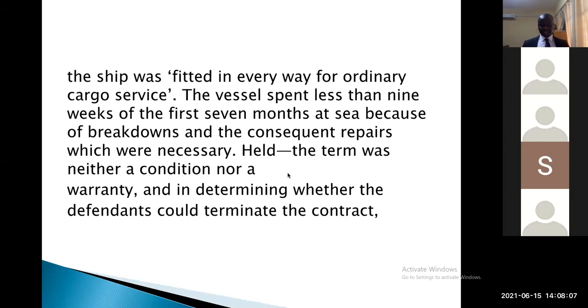So eventually, those who hired the ship, that is the defendants, decided to repudiate the contract. That is, to terminate the charter party, to treat the contract as having come to an end. And they are no longer under obligation to do whatever they are supposed to do under the contract. The owners of the ship, that is the plaintiffs, sued the defendants for breach of contract. And they contended that the defendants had wrongfully exercised the right of repudiation, as what had happened did not call for termination or repudiation of the contract.